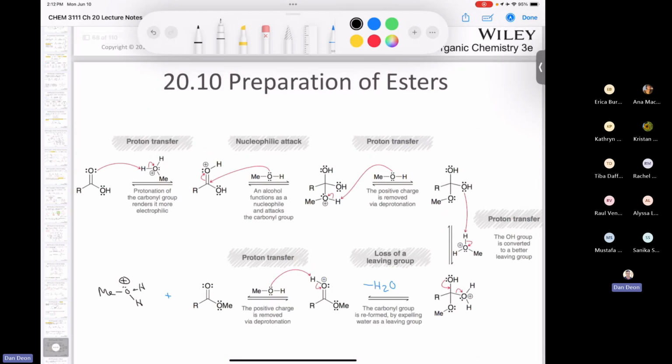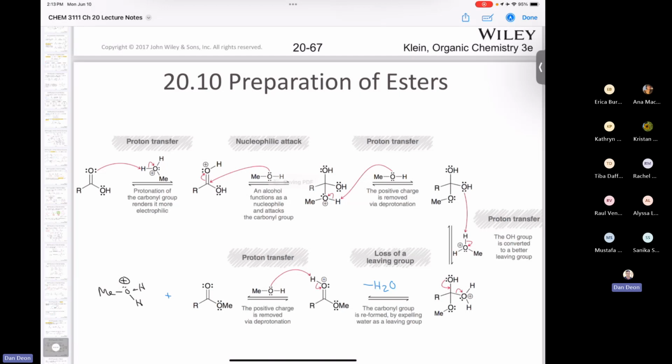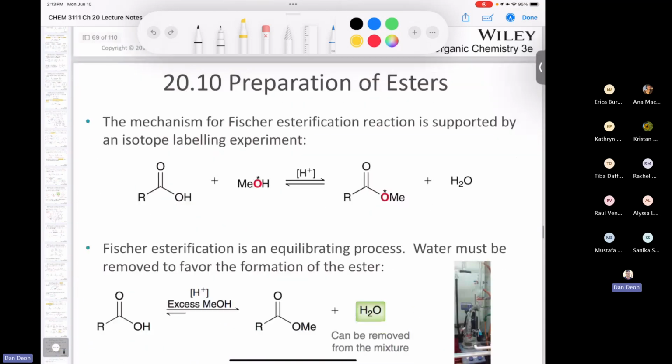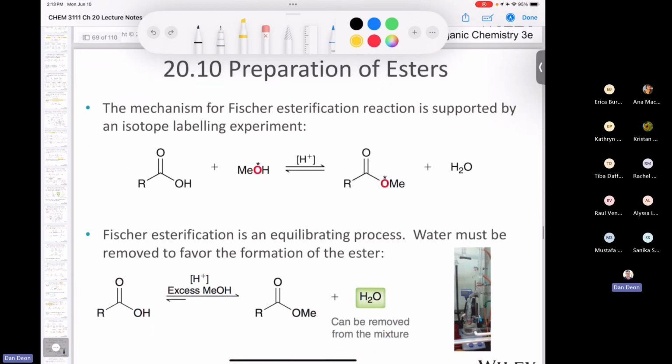So you can see that one of the keys of this reaction is removing water, because every single one of these steps is in equilibrium. If we remove the water, that's going to push the reaction forward. So how do we do that? Well, it says here, first of all, this mechanism has been proven by using isotope labeling of the oxygen. This is oxygen 18 instead of oxygen 16. They put oxygen 18 in this methanol, and then after they do the Fischer esterification, they see that the oxygen ends up in here. So that's proof of the mechanism.